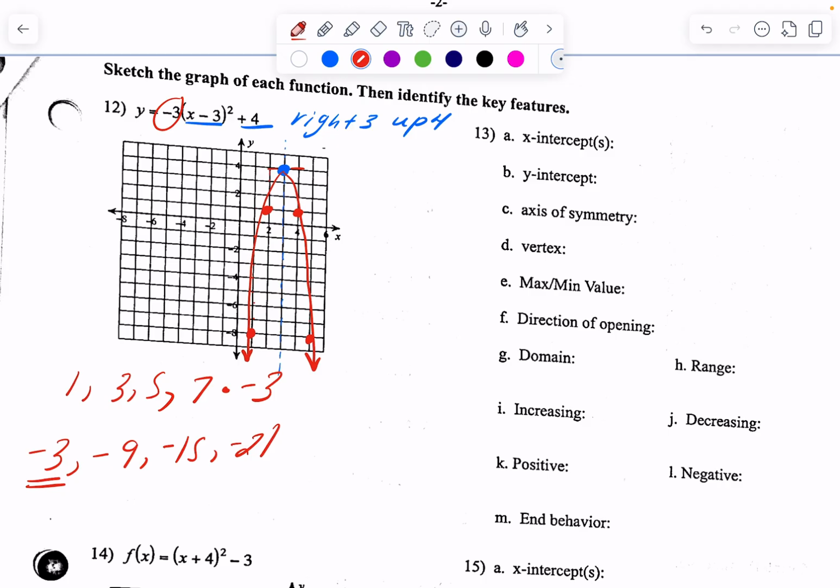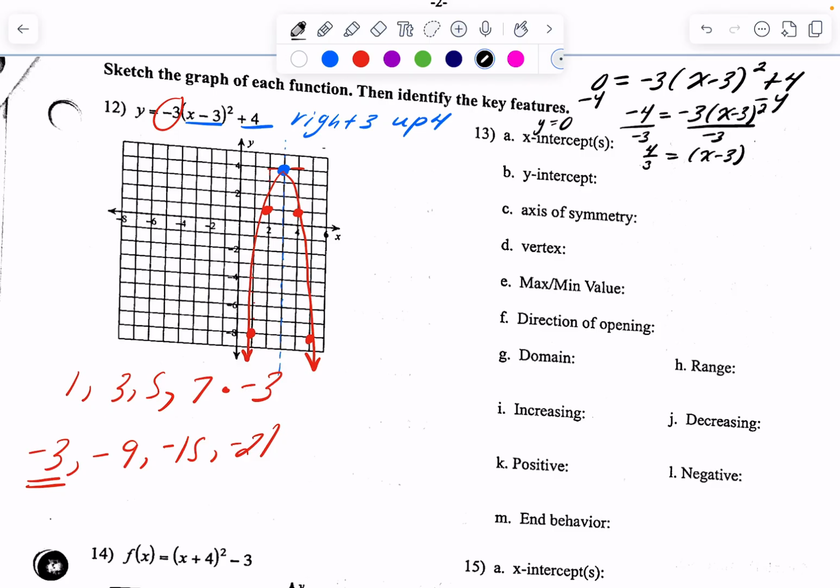What are the x-intercepts? Oh dear. If it's asking that, we can't just say, oh, well, they're decimals. We've got to actually find them. X-intercepts are when y equals 0. So we'll say 0 equals negative 3 times (x minus 3) squared plus 4. We'll then just solve for x. So first we'll subtract 4. Negative 4 equals negative 3 times (x minus 3) squared. We'll divide by negative 3. So 4/3 equals (x minus 3) squared.